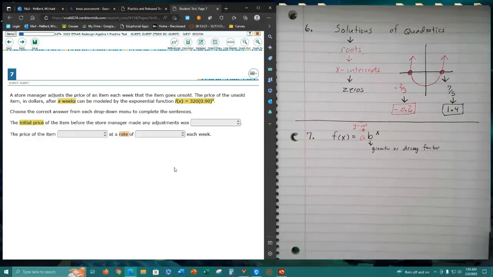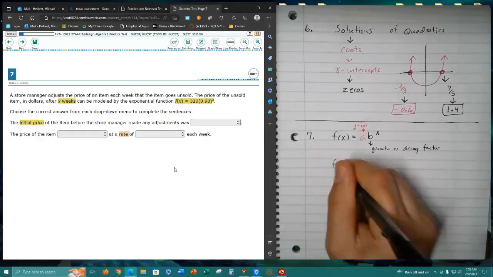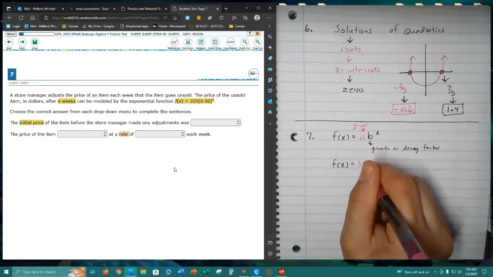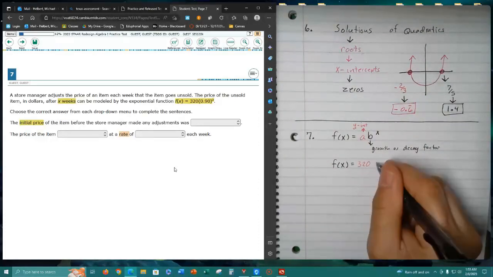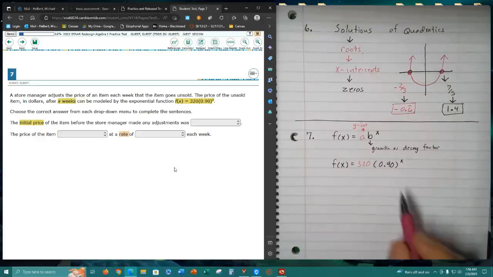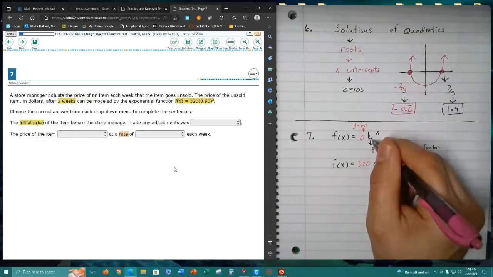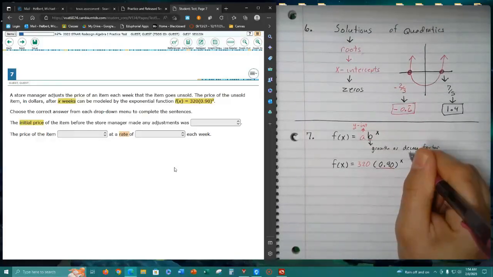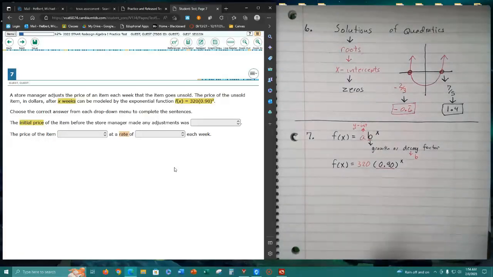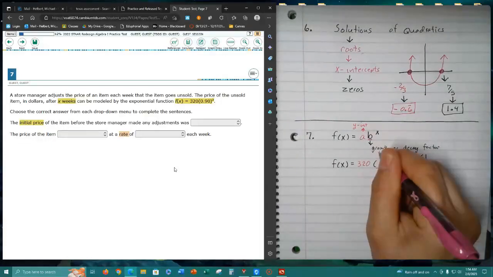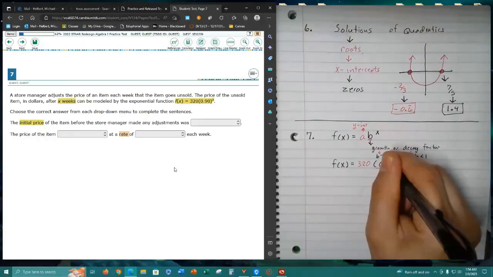So let's go ahead and write the equation that they gave us. They said that the equation was f of x is equal to 320, that's my a value, times my factor of 0.90 to the power of x. Now I want you to remember this. This b value right here, this is b. If it's decay, then b is going to be less than 1. If it's growth, then b has to be greater than 1.